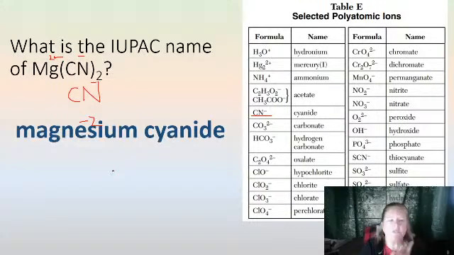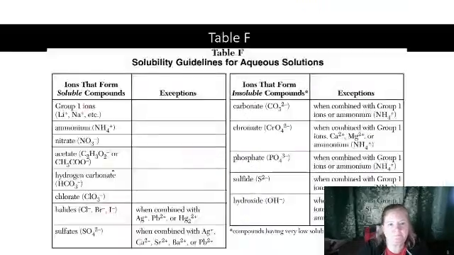When you get something from table E to name, that's like literally so easy. They like gift wrap it for you.